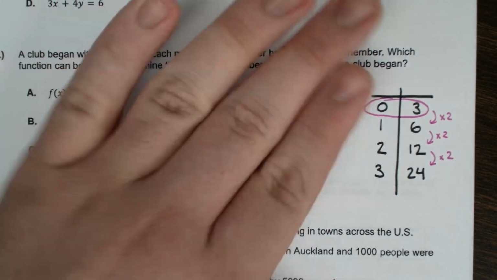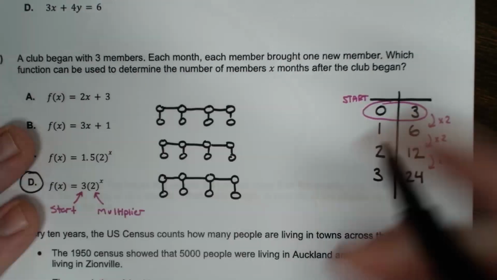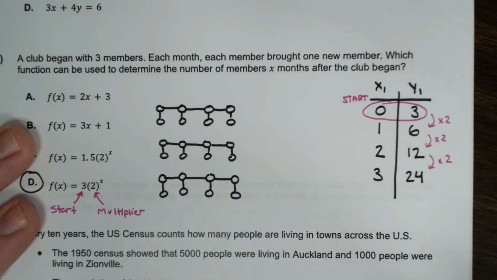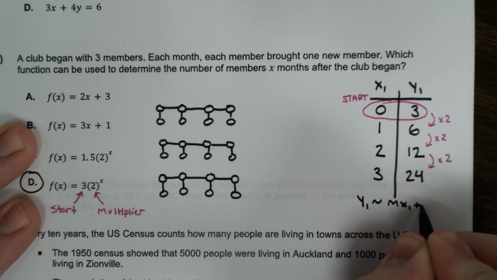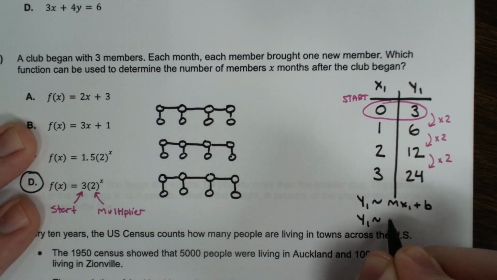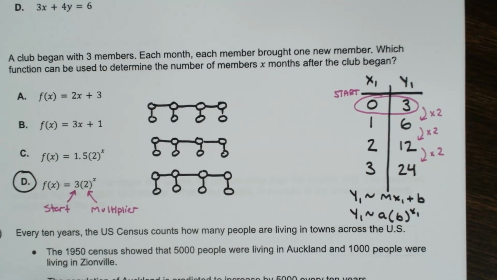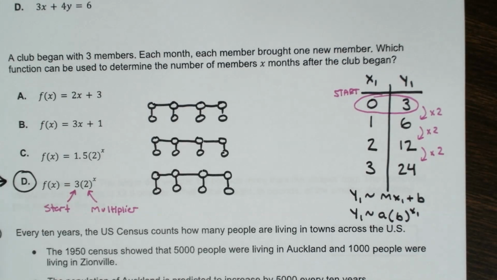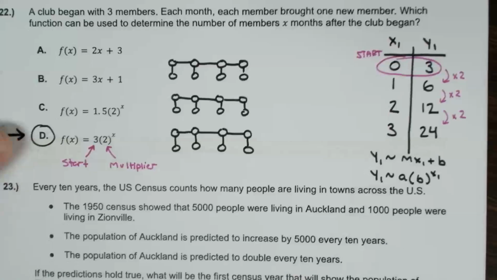Now, if you're like, I don't know how to turn this table into this function, if you've got a table, you can go into Desmos and type in x1, y1, and try y1 squiggly mx1 plus b, and y1 squiggly a times b to the x1, and it would tell you that D is the best option. Sound okay? But anytime you're multiplying repeatedly, it's going to be an exponential, so it was definitely between these two. Yeah, and the option was D.